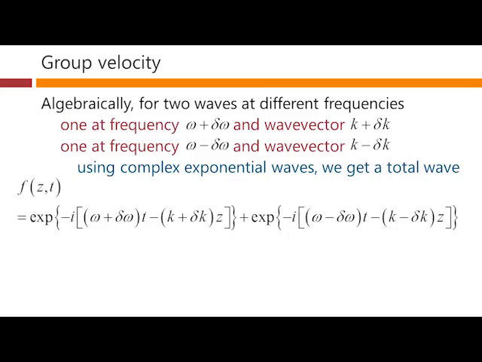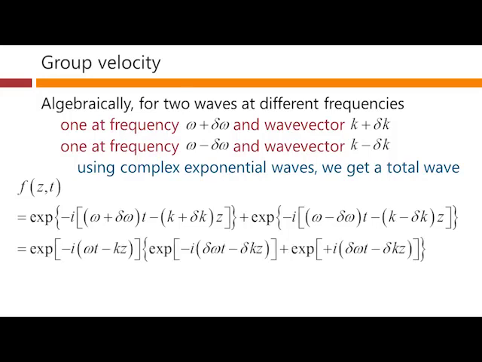Now, we note we've got a common factor here. The common factor would be the exponential of minus i (omega t minus kz). So we can pull that out of these two terms, and the result is that we're left with this expression. But you may recognize that expression. That's really just the cosine of (delta omega t minus delta k z), multiplied by a factor 2.